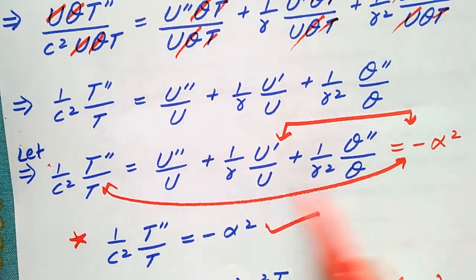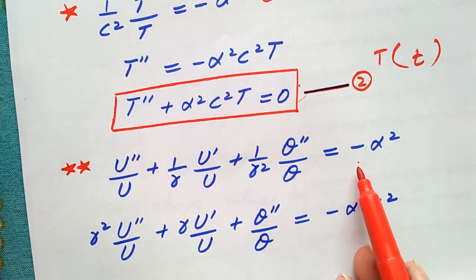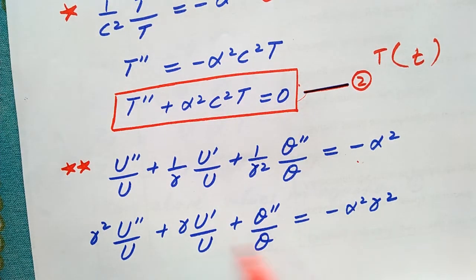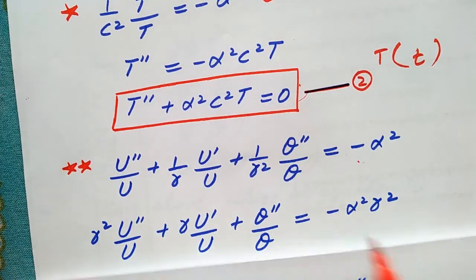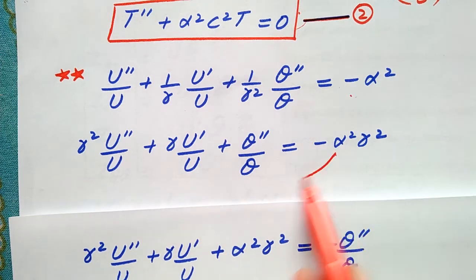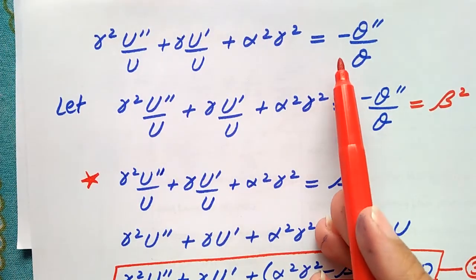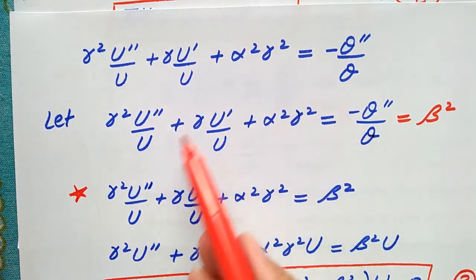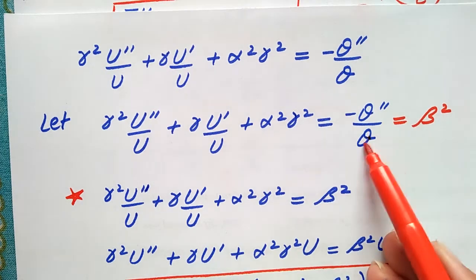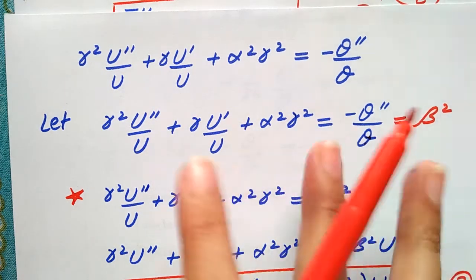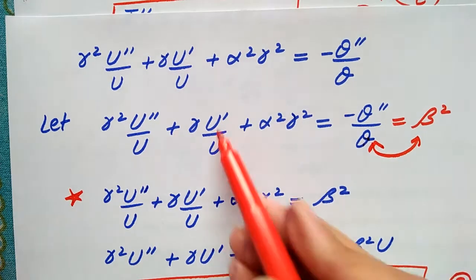Now consider the second equation and rearrange it. I simply multiply both sides of the equation by r square and I get this equation. After multiplying the whole equation by r square, I move alpha square r square to the left side and theta double dash over theta to the right side. Now you can observe that the left side depends only on r, that is u of r, and the right side depends only on theta. I have wholly separated both functions. Now let this equation equal beta square. I again get two equations, one for this side and the other for this.